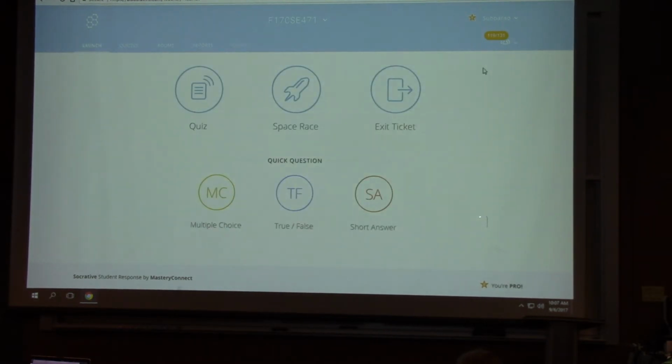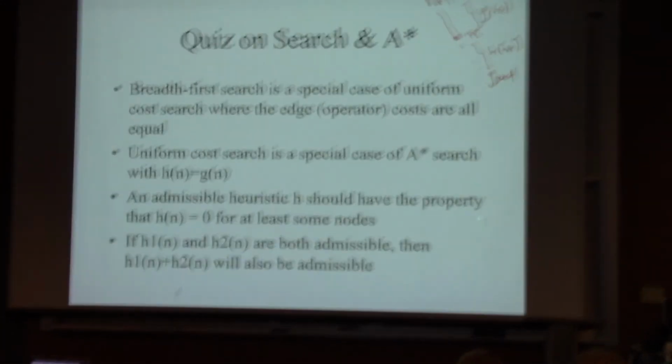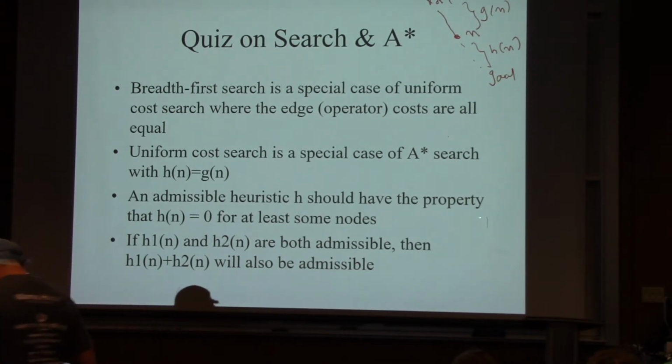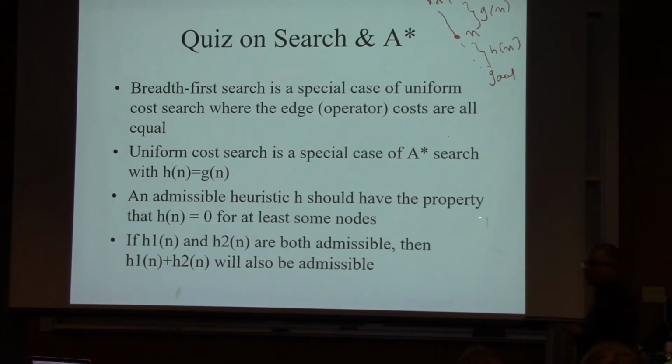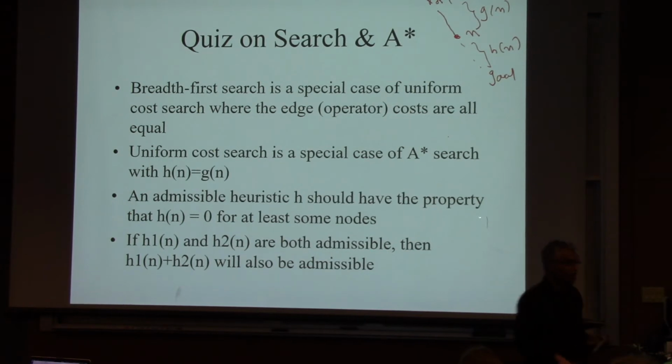The next one is, of course, the next one. If H1(n) and H2(n) are both admissible, then H1(n) plus H2(n) will also be admissible. Again, if you were at the lectures, you should know the answer. If not, then it's kind of an interesting question.